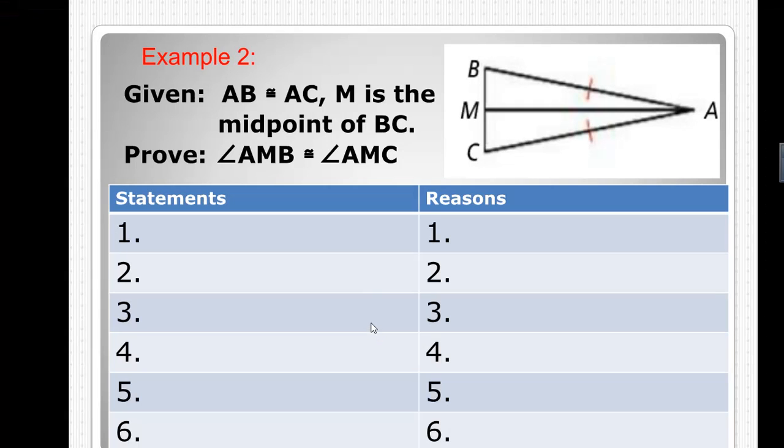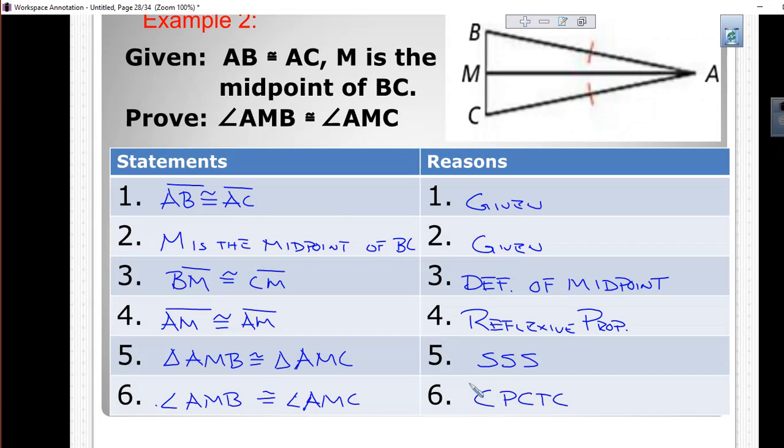So let's take a look at the next one. Example 2. We've been given that AB is congruent to AC. It's been marked up here. And M is the midpoint of BC. Those are the two things given. We're trying to prove that angle AMB is congruent to angle AMC. So work this one out. Pause the video, come back and check your answers when you're done.